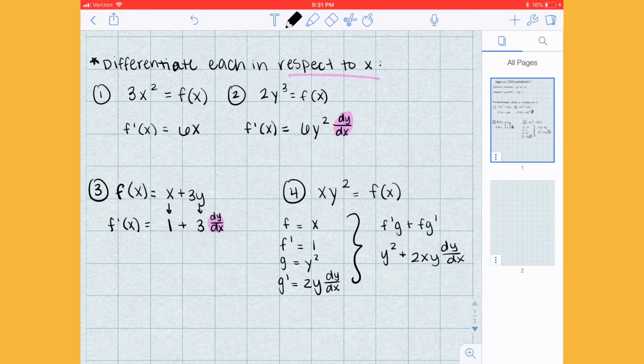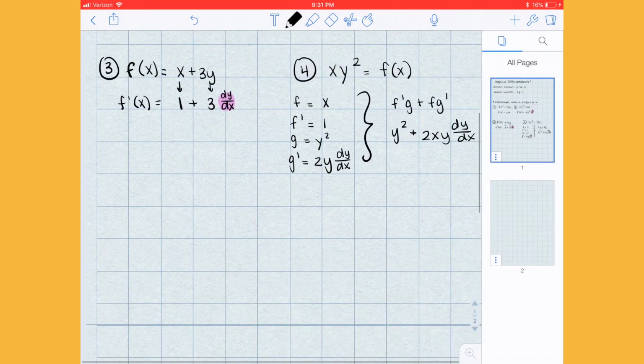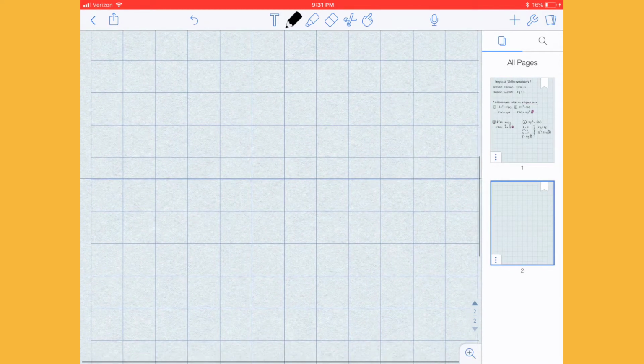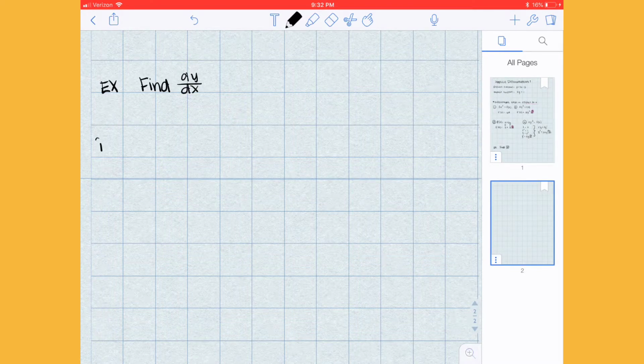Now, when you're doing implicit differentiation, a lot of times you're going to be asked to evaluate or look for dy over dx. So not only are you going to find the derivatives as you did here, but you're actually going to want to solve for dy over dx equals what? So I want to make sure I do some problems like that for you. So for example, let's say you are asked to find dy over dx, and you'll have various functions.